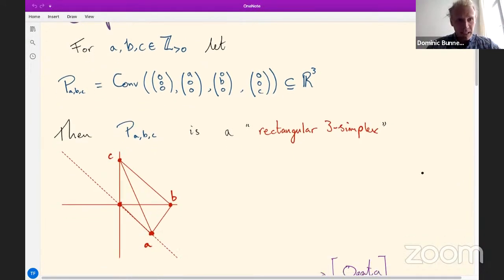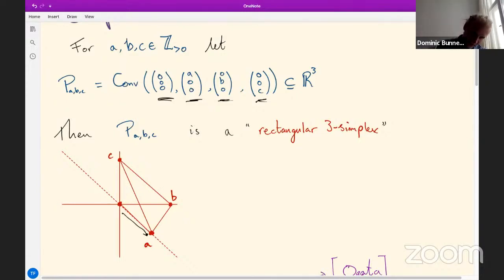So we take three positive integers again, and we're going to define a simplex. This is a special kind of simplex, a rectangular 3-simplex. We take the origin as a vertex, and then the a-th first unit vector, the b-th second unit vector, and the c-th third unit vector. So it looks like this essentially. This distance here is a, this distance here is b, and this distance here is c. It's called rectangular because of this corner here, this vertex, because we've got the corner of a rectangle going on here.